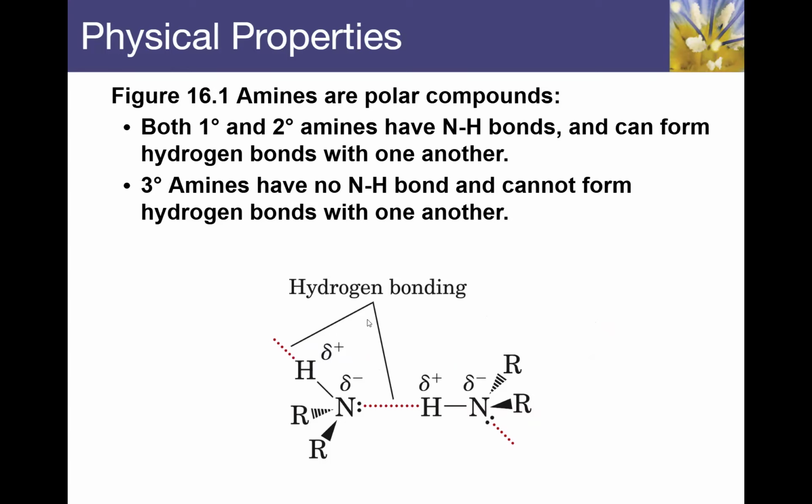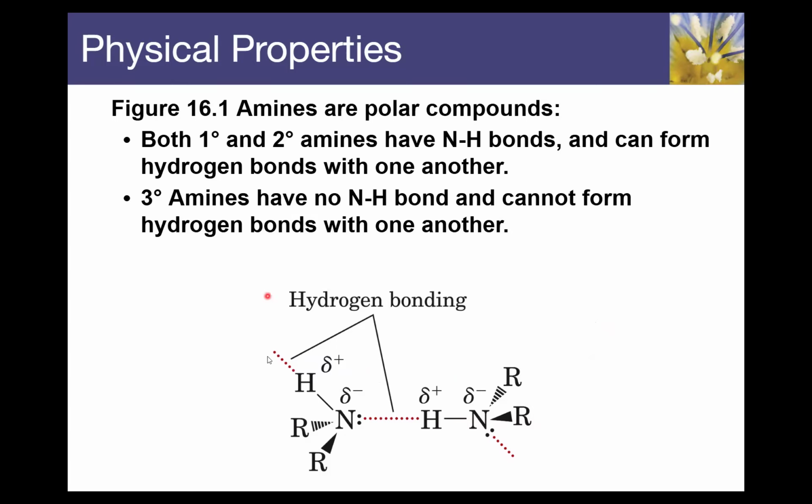So let's look at the structure of amines. Both primary and secondary amines have the nitrogen-hydrogen bond, which means they can form hydrogen bonds with one another. The tertiary amines don't have a nitrogen-hydrogen bond because they're bonded to 3 different carbons. So they can't hydrogen bond with one another, so their melting points and boiling points are going to be much lower than the primary and secondary amines.